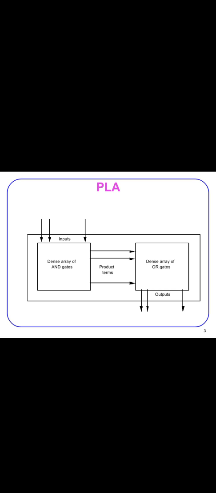Then this is the block diagram of PLA. First the block diagram has the input part, which goes to the array of AND gates, then the product of these functions goes to the OR gates, and then the outputs of PLA.